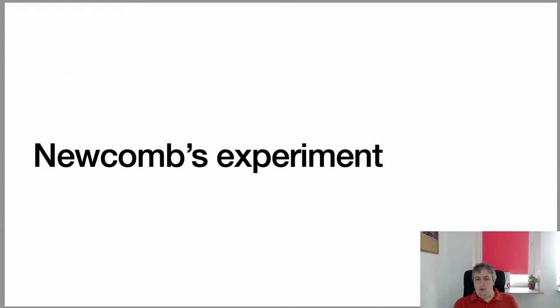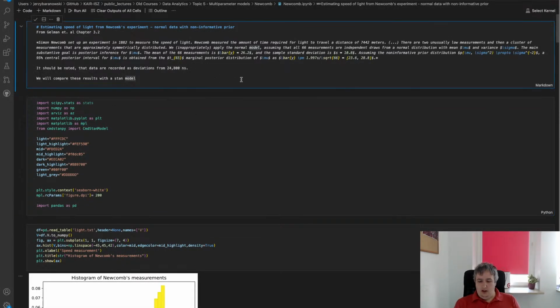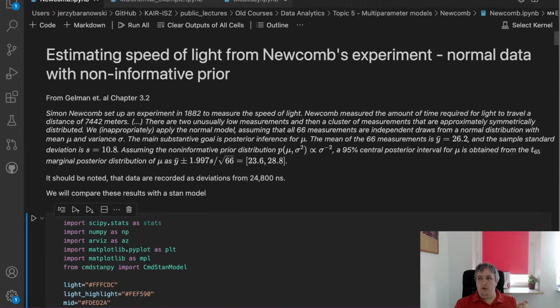So let's move to a numerical example of how such normal models work. And this is a very nice example, which is based on the so-called Newcomb experiments. Generally, we are working on a very celebrated statistical example. You can find it in multiple books, among them Gelman's Bayesian Data Analysis 3, which, as I've mentioned before, is a freely available book that you can find as a PDF online.